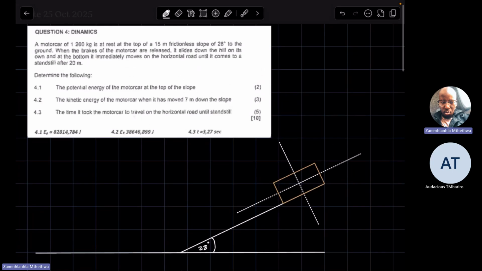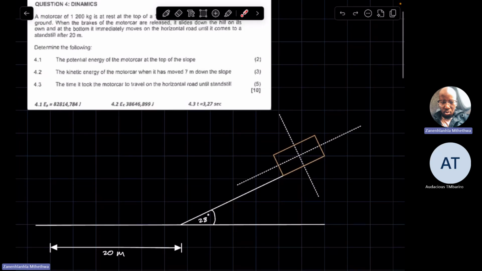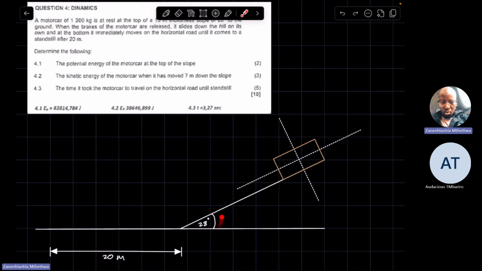Now, if you read here, they said a motor car of 1,200 kilograms is at rest at the top of a 15 meters frictionless slope of 28 degrees to the ground. So you have a slope. The slope is at an angle of 28 degrees to the ground, so we're going to take this as the ground. That's our slope, hence the 28 degrees. Now the object is at the top of the slope.